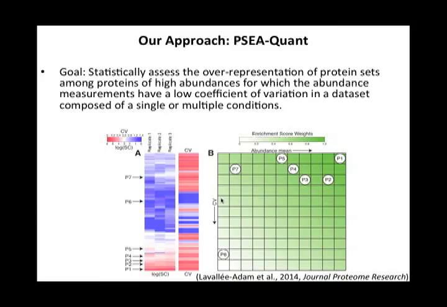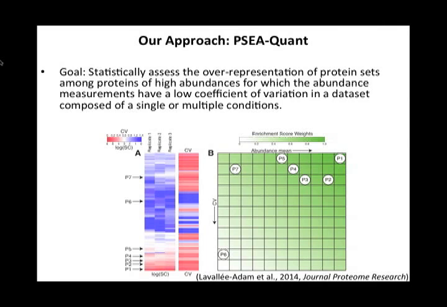And the goal of PSEA-Quant is to basically statistically assess the overrepresentation of protein sets. So again, biological processes, molecular functions, or disease associations. And so we want to assess the overrepresentation of these protein sets among proteins that are of high abundance, and for which the abundance measurements have a good reproducibility, i.e. low coefficient of variation, in a data set that is composed of a single or multiple conditions measured through mass spectrometry.